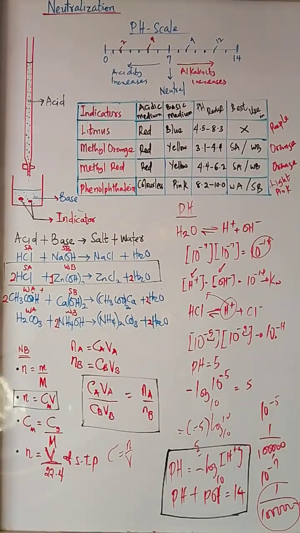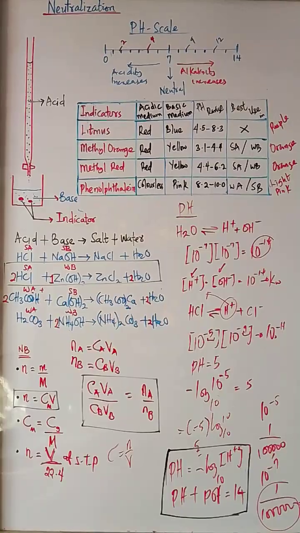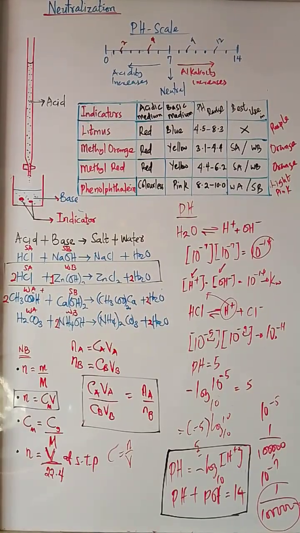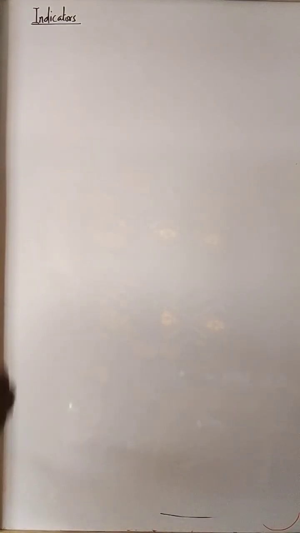So I'm going to take an example on this. Now, lastly, back to the question. How do indicators change color? Why does it happen? Let me just explain that briefly. So indicators are weak organic acids or bases. So let's consider a particular indicator which is an organic acid. That indicator is going to have a cation part and an anion part.